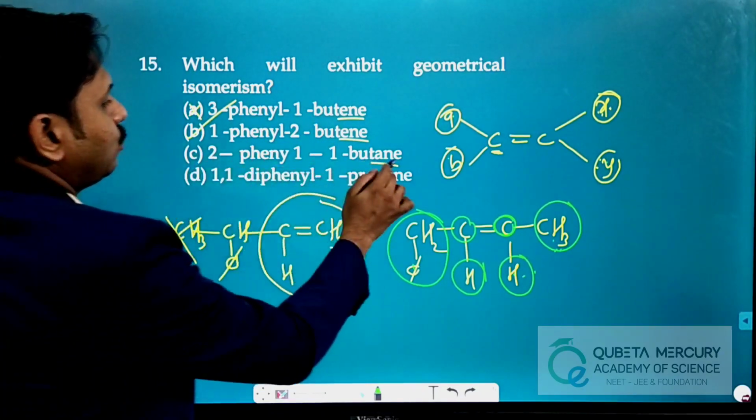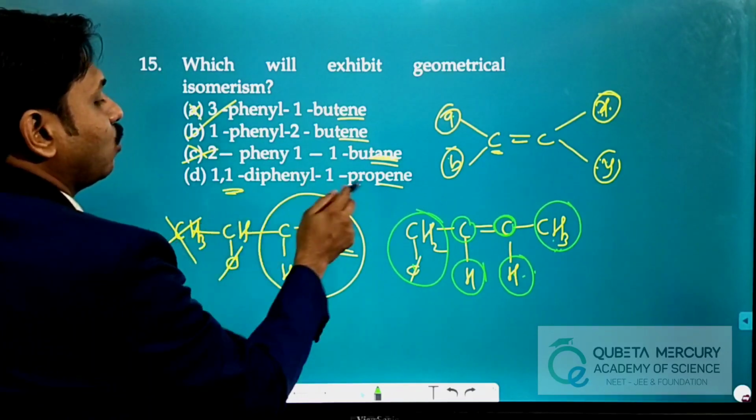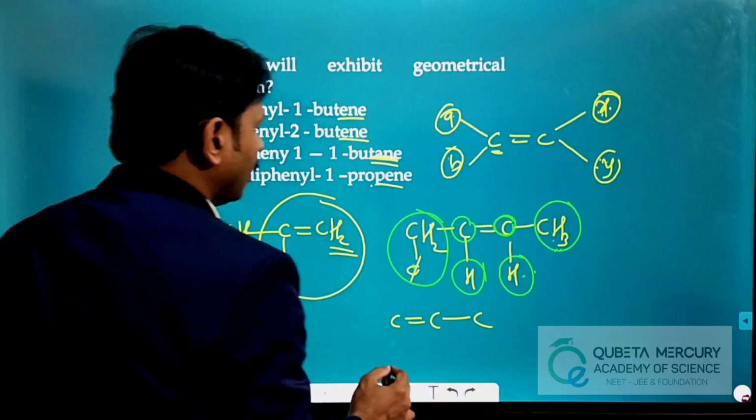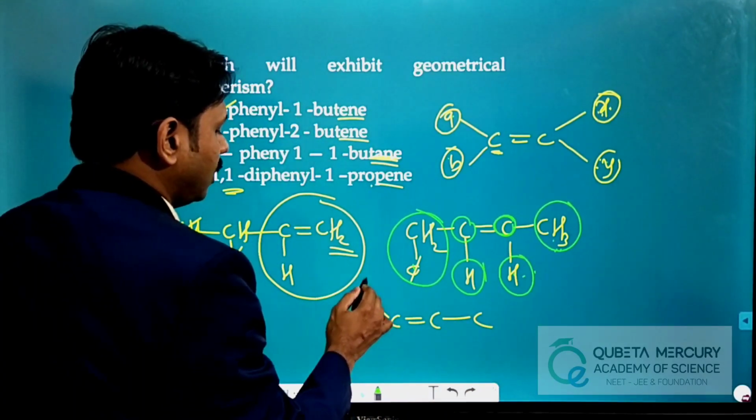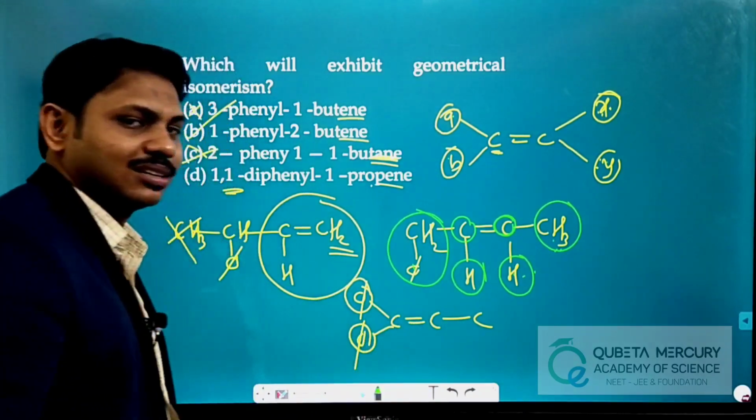Similarly, this is butane. Butane cannot show geometrical isomerism. This is 1,1-diphenyl-1-propene. That will be like this. 1-propene means this one, 1,1-diphenyl. That means here it has 2 phenyl groups. These 2 groups are the same. So no more discussion required. Okay.